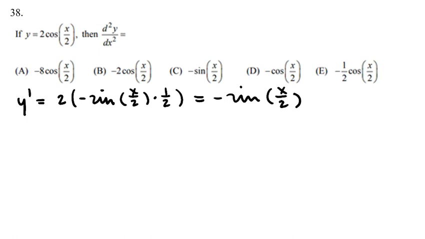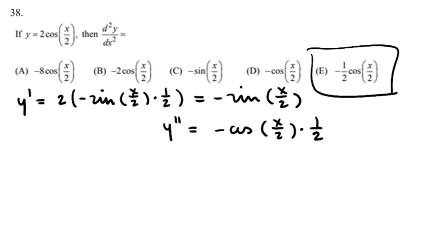And then when I go to take the second derivative, the derivative of negative sine is negative cosine, leave the inside the same, and then multiply by the derivative of the inside. Again, the derivative of x divided by 2 is 1/2. So I have negative 1/2 cosine of x divided by 2, which to me is looking like answer choice E.